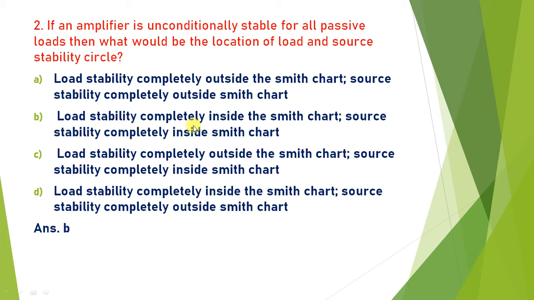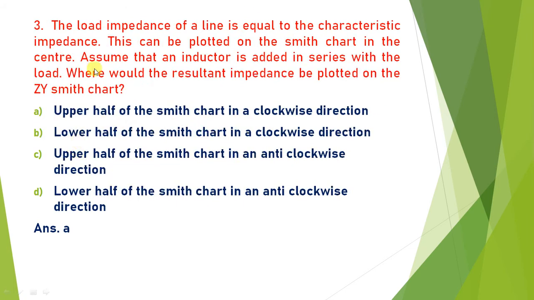So the load stability circle is completely inside the Smith chart and the source circle is also inside the Smith chart. Everything is inside the Smith chart for unconditional stability, and for conditional instability, both are outside the Smith chart. So the answer is B. The load impedance of a line is equal to the characteristic impedance. This can be plotted on the Smith chart at the center. Assume that an inductor is added in series with the load. What would be the resultant impedance to be plotted on the ZY Smith chart?